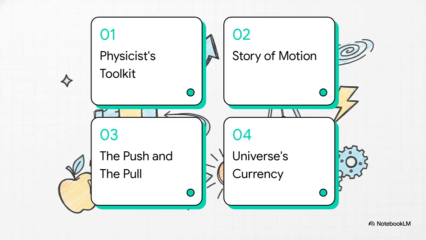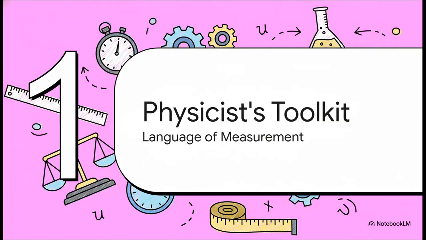So here's our game plan. Our journey today is broken down into 4 key parts. First, we'll look at the physicist's toolkit. How do we even talk about the physical world with any accuracy? Then we'll get into telling the story of motion, which is all about describing how things move. After that, we'll ask the big question, why do they move? That's all about the push and the pull. And finally, we'll tie it all together with the fuel that powers everything, the universe's currency, energy. So let's get into part 1, the physicist's toolkit.